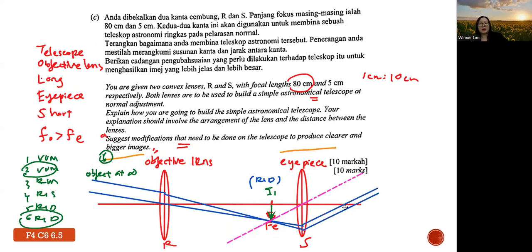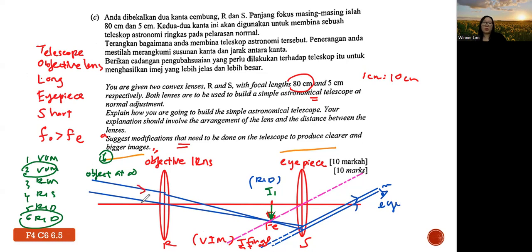Then you extend it, then dotted. They are parallel, for your information. And then all your eyes will be here. This one is actually dotted. Then your final image is where the teacher said, at infinity. Final image at infinity. And the characteristics are virtual, inverted, and magnified.